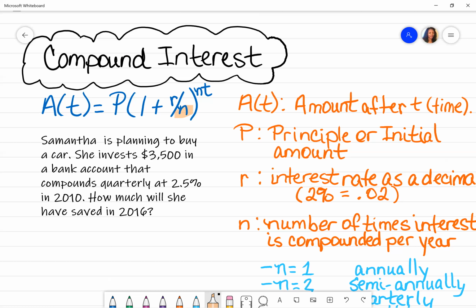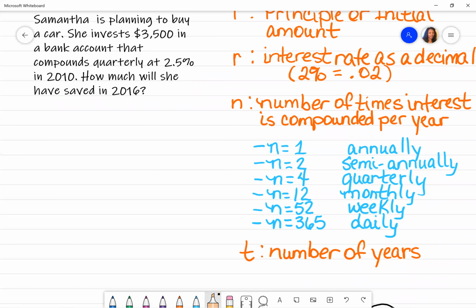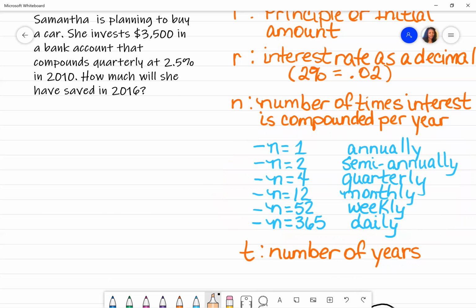In terms of my n, well, I'm seeing that 2 times in my formula, so pay attention to that. And that represents the number of times that interest is compounded per year. Now, I want you to pause and take notes because this will come in handy. It specifically tells you what your n will be depending on the verbiage that's used in your word problem. So if it says annually, then your n is going to be 1. Semi-annually, 2. Quarterly, 4, so on and so forth. So take the time to write that down. That is what your n will be.